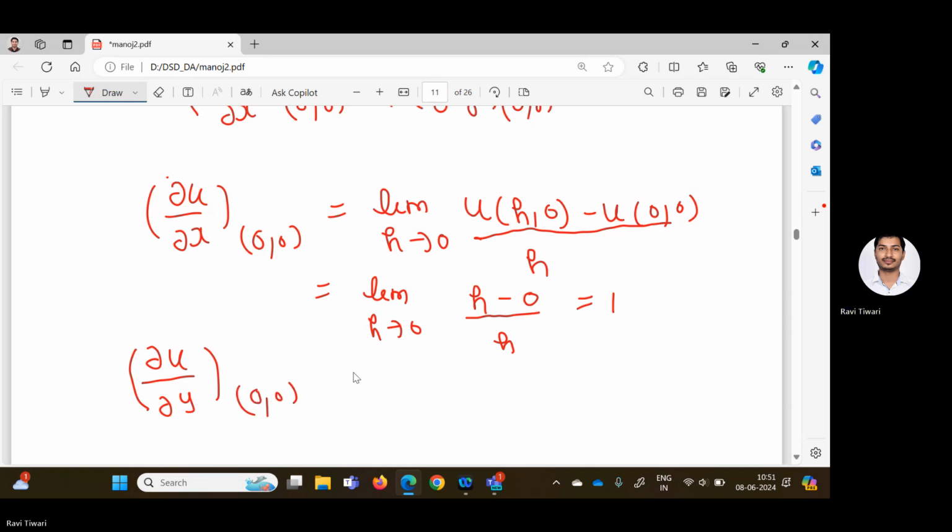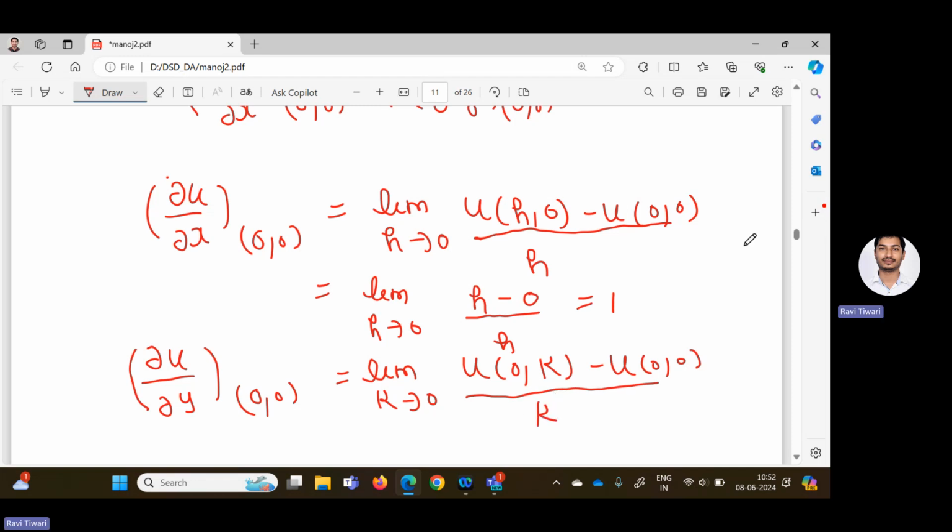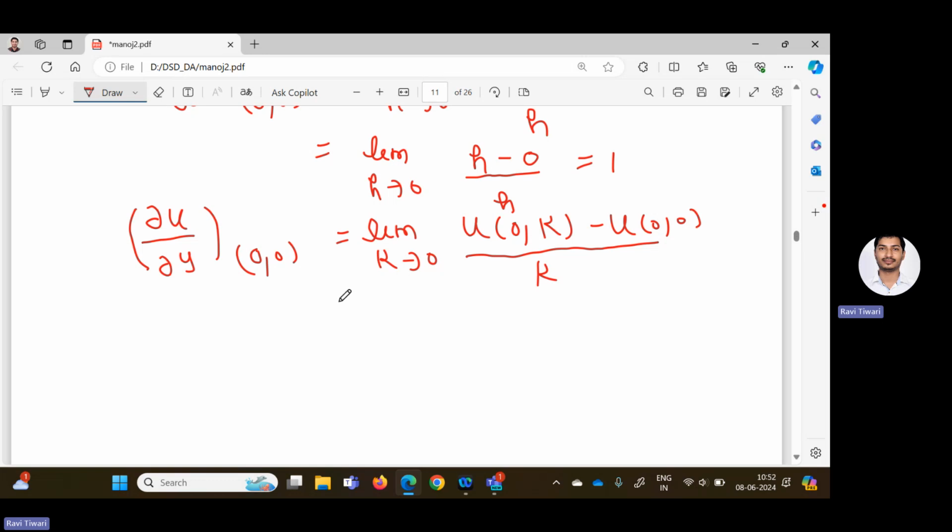at 0 0, this is equal to the limit k tending to 0 of u of 0 comma k minus u of 0 0, divided by k. Don't get confused by h and k. Actually, this is just a different name. Along x direction, we are taking h as the change, and in y direction, we have taken k as the change. So this is the same. You can take the same also. So u of 0 comma k will be what? Similarly, you can calculate, because x cube plus y cube by x square plus y square, with x component 0, you will get k cube by k square. This is equal to k. So k minus 0 divided by k. So this is equal to what? So dou u by dou x and dou u by dou y we are getting 1 and 1 at 0 comma 0.